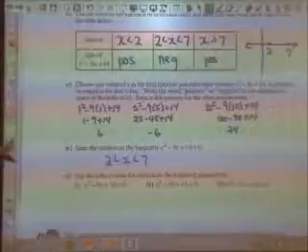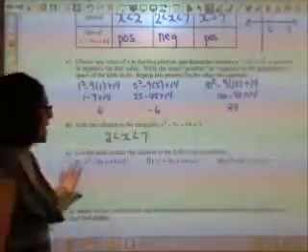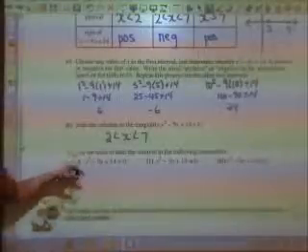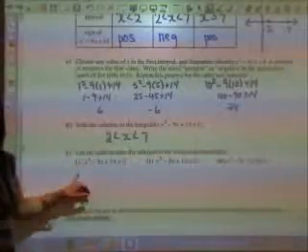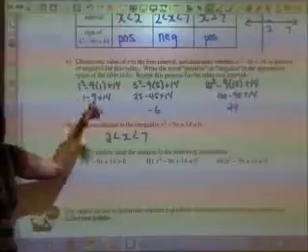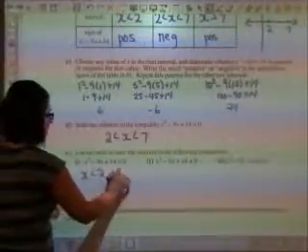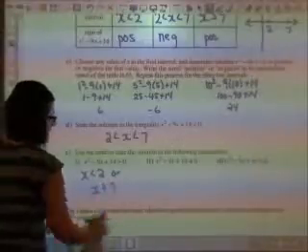And I can use this interval chart again to help me find the solutions for different inequalities. Such as if the inequality is greater than 0, then those are my positive answers. So when x is less than 2, or when x is greater than 7.